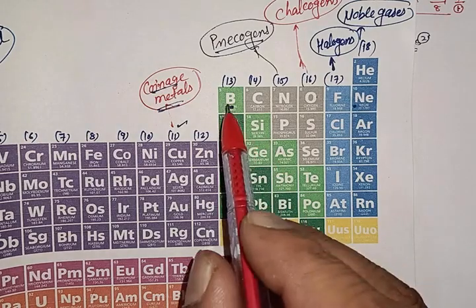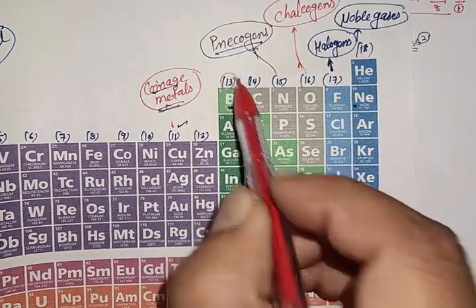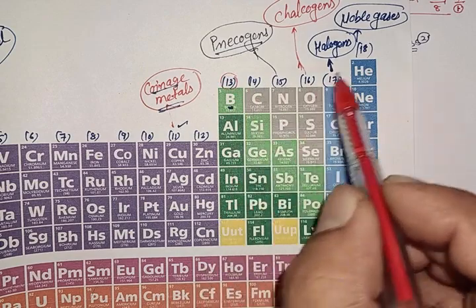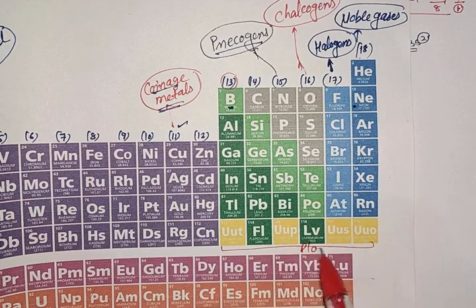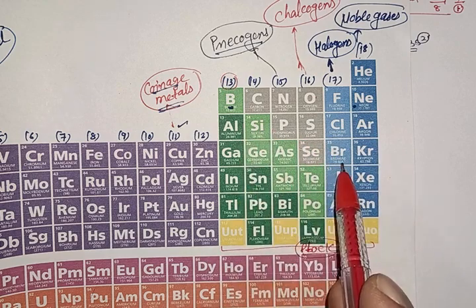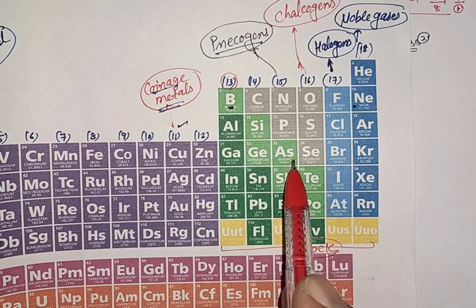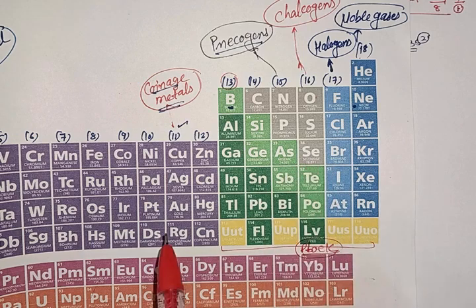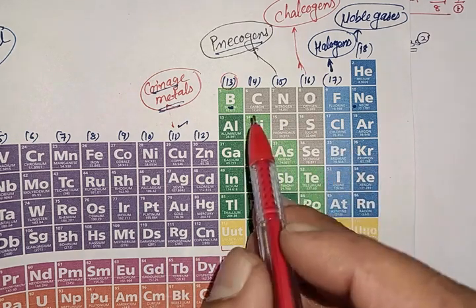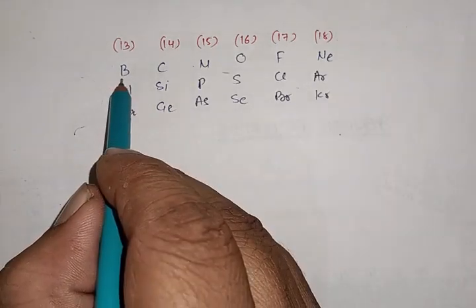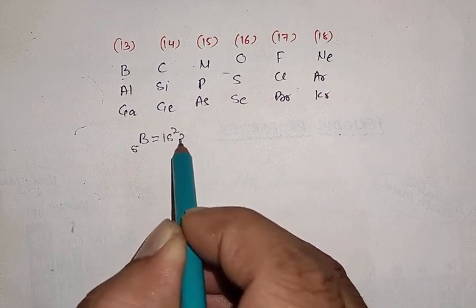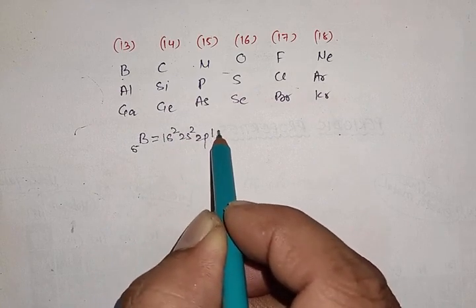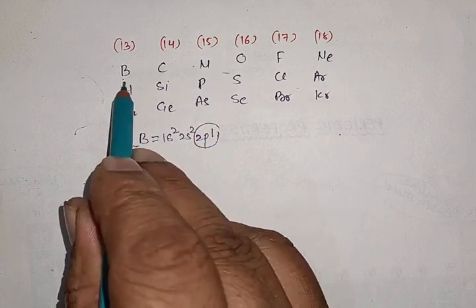Next one is the P block elements. The elements from group number 13 to group number 18 are called P block elements. Why are these called P block elements? Because in their electronic configuration, their valence electron occupies the P orbital, or I can say P subshell. For example, from group number 13, the first element is boron, atomic number 5, with electronic configuration 1s2, 2s2 and 2p1. The valence electron is present in the P subshell.